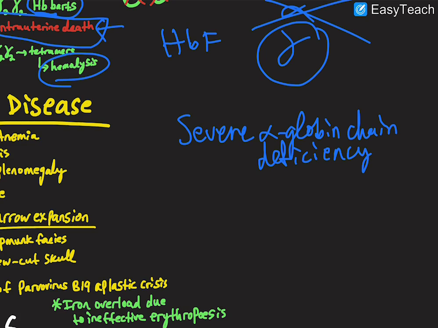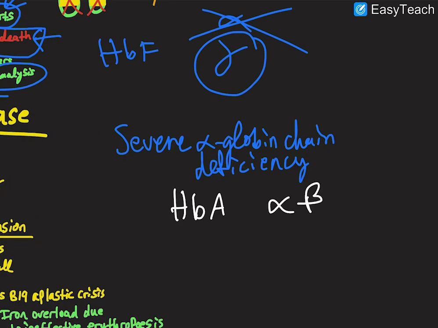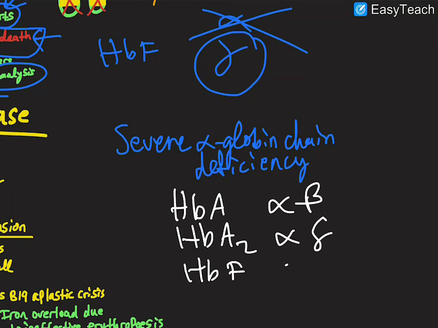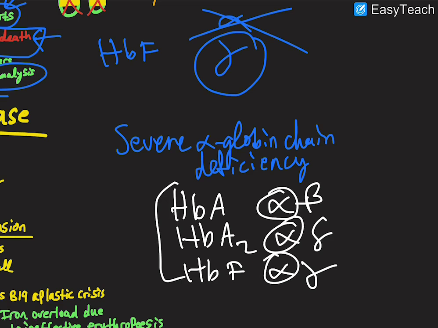And remember, if we talk about the different types of hemoglobin, hemoglobin A is what? 2 alpha and 2 beta, right? Hemoglobin A2 is made up of alpha and delta. And then hemoglobin F is made up of alpha and gamma. So all types of hemoglobin have alpha globin chains in them. So if you have hemoglobin H disease where you only have one functional alpha globin gene, then you won't have normal amounts of any of these types of hemoglobin, because all these types of hemoglobin need alpha globin chains.